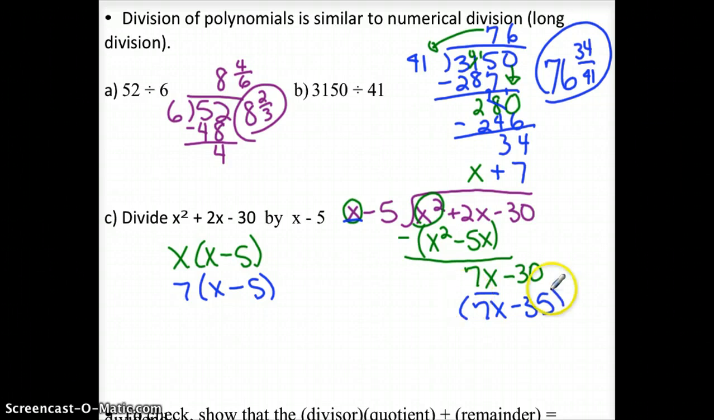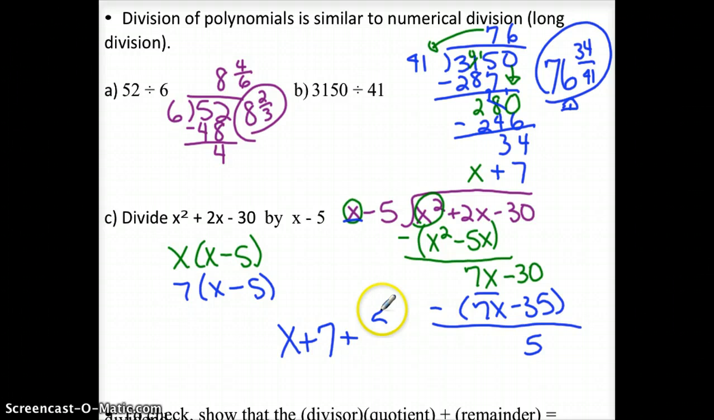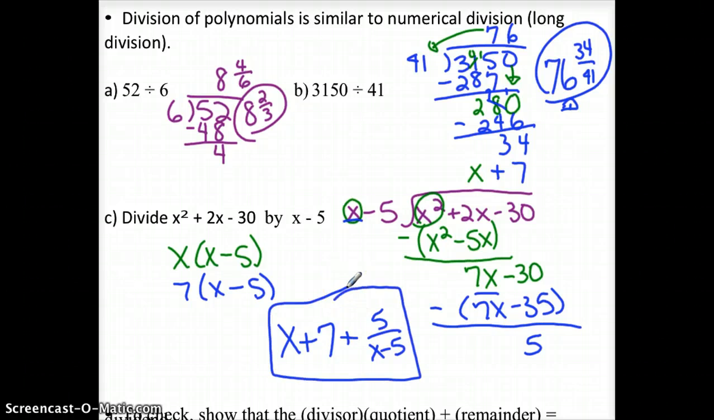Now again, I'm subtracting this entire thing. So 7x minus 7x is 0. That's what we want to happen. Negative 30 minus negative 35 is a positive 5. So 5 is my remainder. Just like I did in the previous problem above, x plus 7 stays, and then I'm going to write a plus sign in this case. 5 is my numerator, and my original divisor, x minus 5, is my denominator. So x plus 7 plus 5 over x minus 5 is my answer to this problem with polynomials.